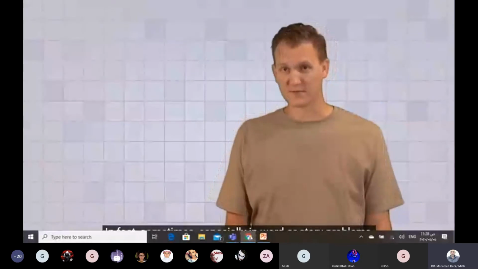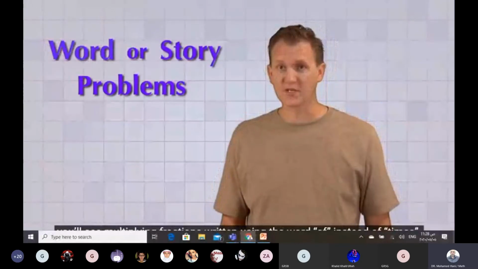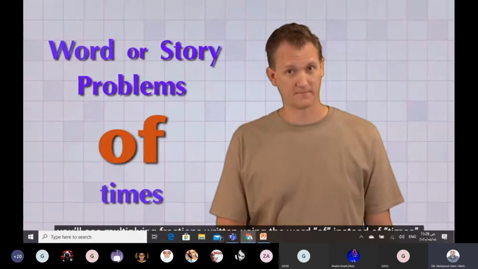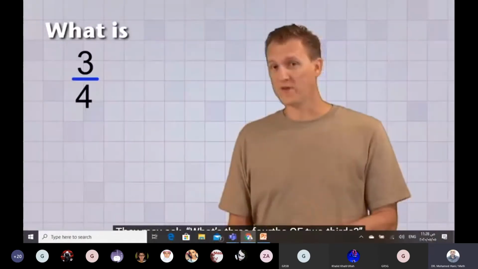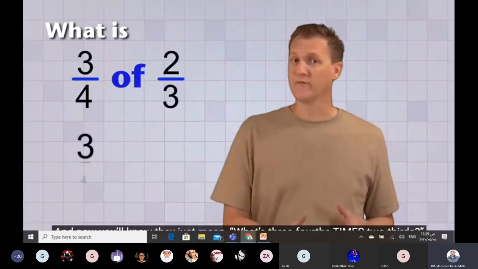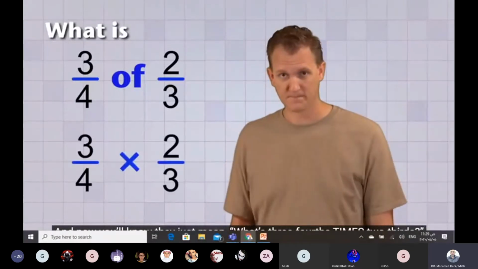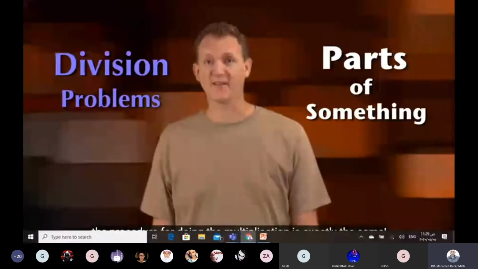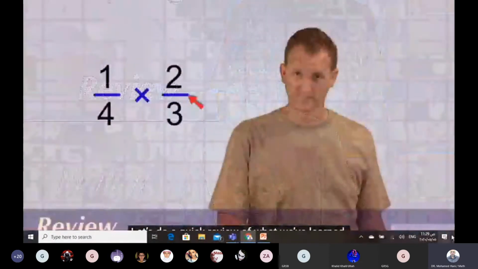In fact, sometimes, especially in word or story problems, you'll see multiplying fractions written using the word of instead of times. They may ask, what's 3/4 of 2/3? And now you know they just mean, what's 3/4 times 2/3? So, whether you think of fractions as parts of something or as division problems, the procedure for doing the multiplication is exactly the same. Let's do a quick review of what we've learned.